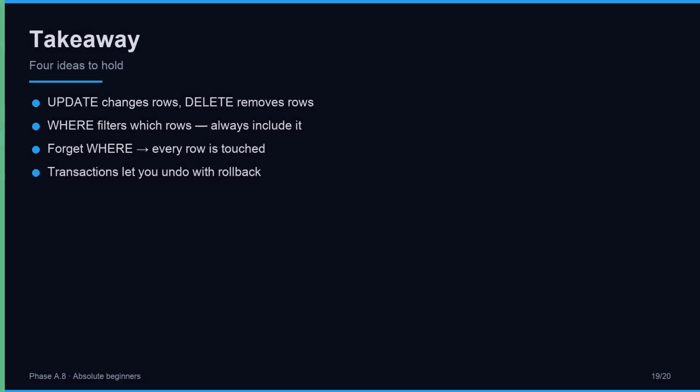Hold these 4 ideas. Update changes existing rows. Delete removes existing rows. Where filters which rows the command touches, always included. And transactions let you undo a batch of changes with rollback before they become permanent. If you remember nothing else, remember where. It is the difference between surgery and catastrophe. 4 ideas, hold them tight.